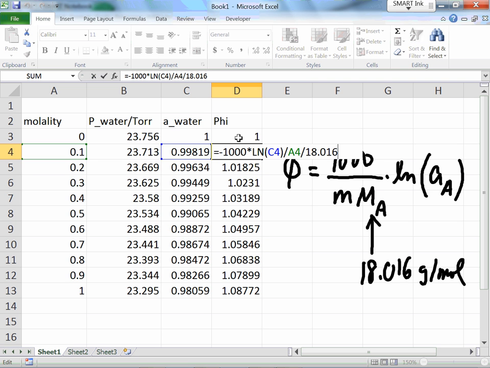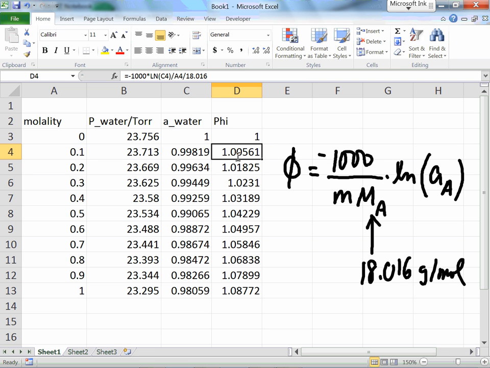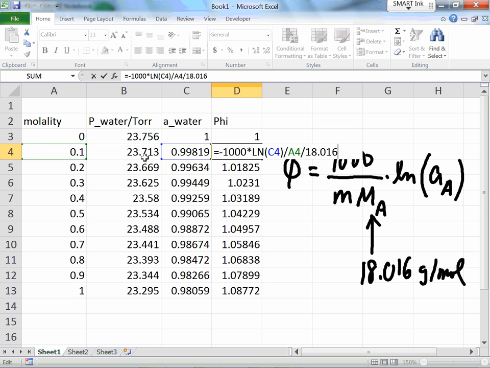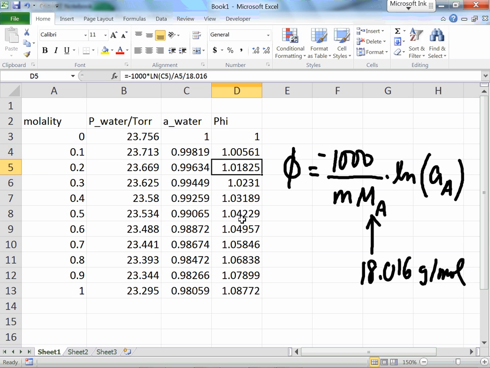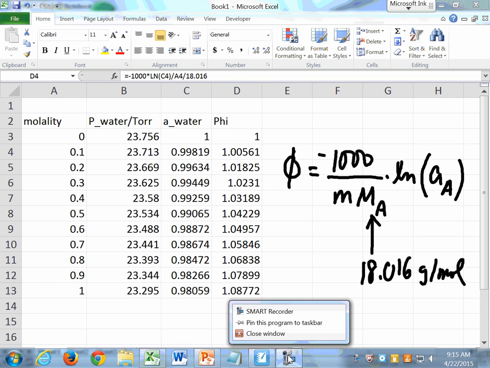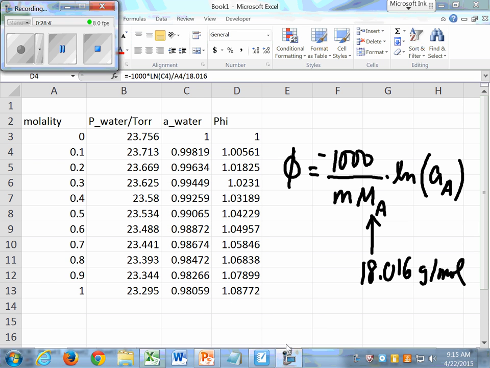So we have this formula right here for the rest of it. For molality equals 0.1, here's your formula: negative 1,000 times the natural log of the activity, which is in cell C4 here, divided by the molality, which is in A4, divided by the molar mass of water, which is 18.016. And you should get the same number as in the book. You're not getting it? The first one is supposed to be all three, right?